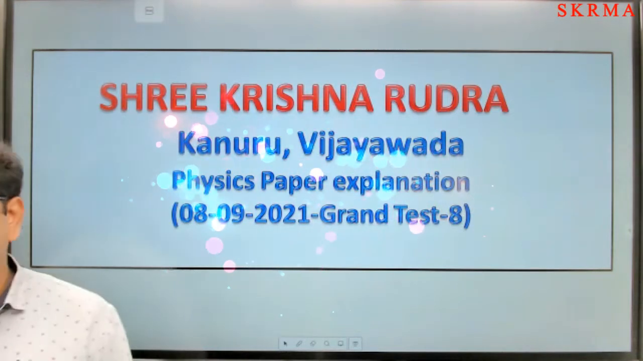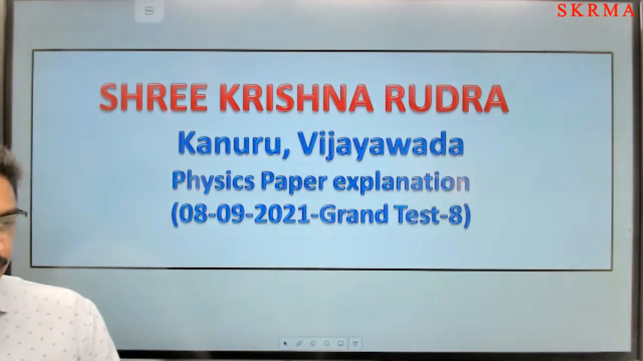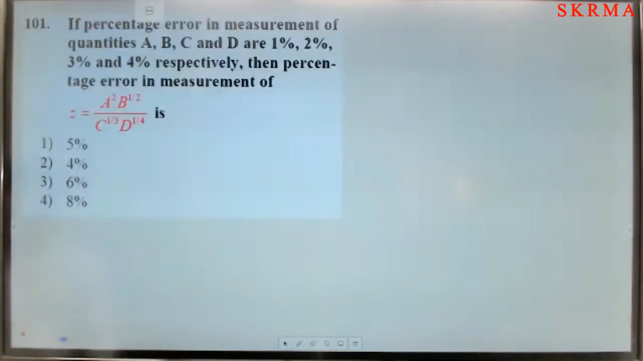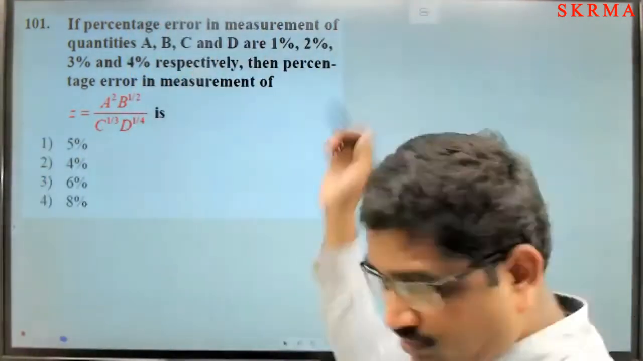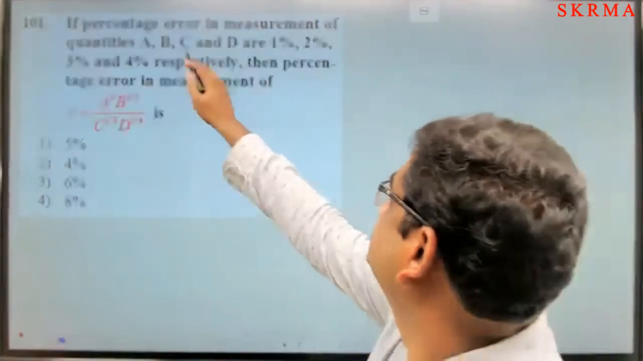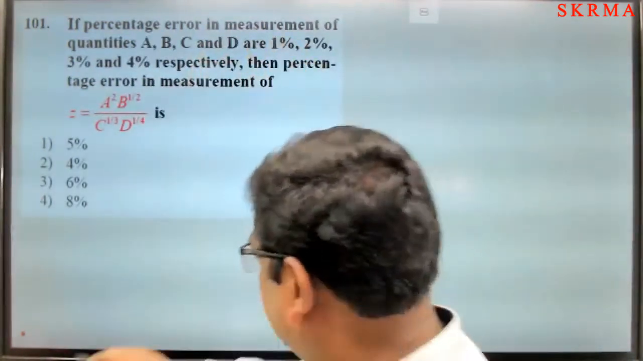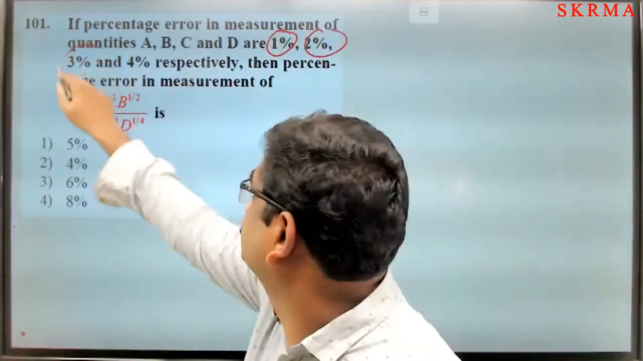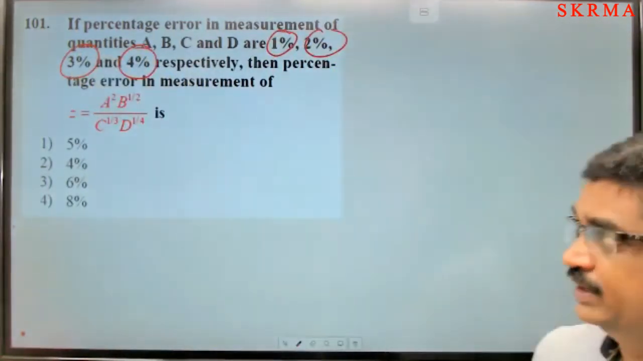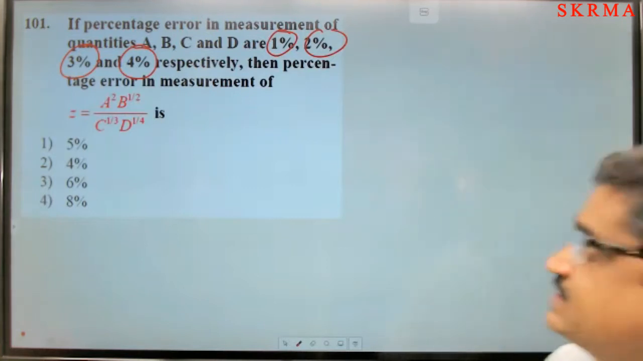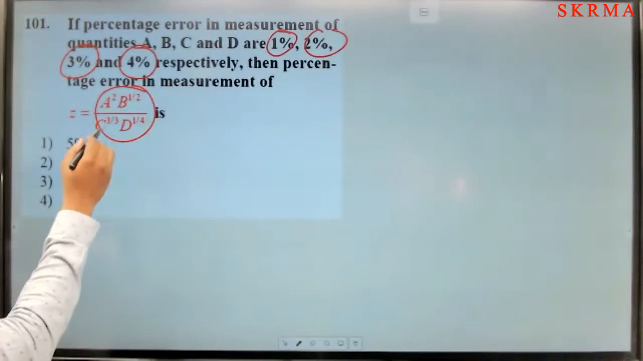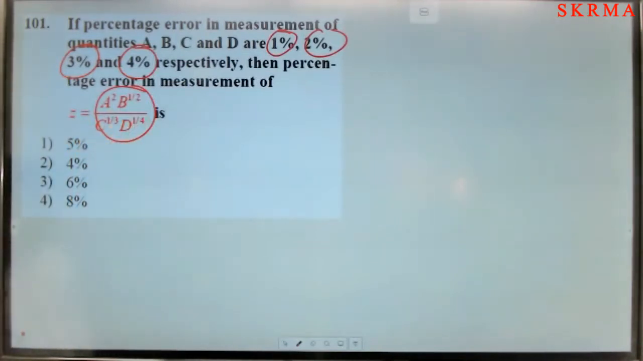In the previous one we are going to discuss the grand test paper number 8. That is on complete syllabus. So go through the first question once. The percentage error in measurement of quantities A, B, C, D are given as 1%, 2%, 3% and 4% respectively. Now, what is the percentage change in Z equal to A square, B power 1 by 2, C power 1 by 3, D power 1 by 4?